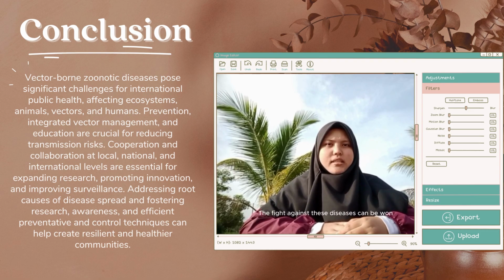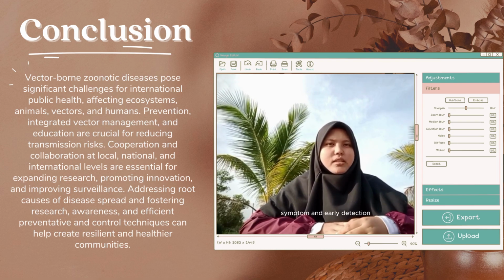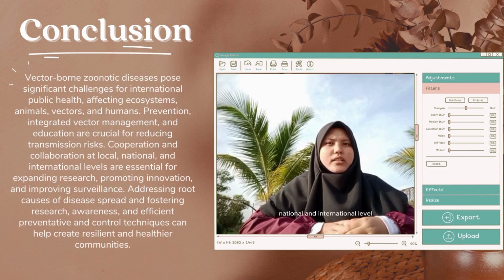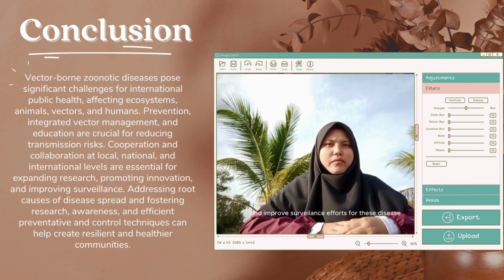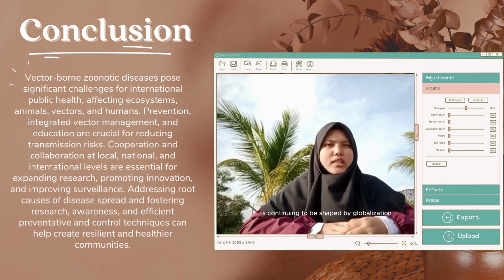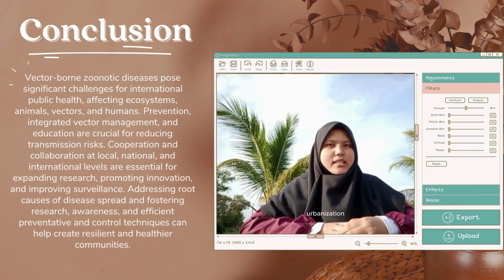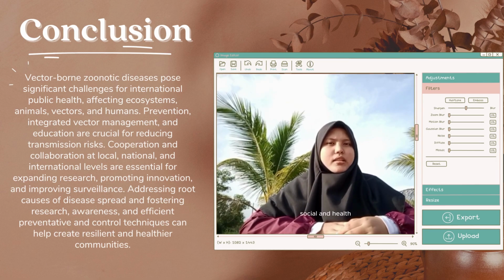The fight against these diseases can be won with the help of education and awareness campaigns. We may encourage a proactive approach to help lessen the burden of vector-borne zoonotic diseases by educating people and communities on preventive measures, symptoms, and early detection. At the local, national, and international level, cooperation and coordination are also crucial. We can expand research efforts, promote innovation, and improve surveillance efforts for this disease by pooling data, resources, and knowledge. The landscape of vector-borne zoonotic disease continues to be shaped by globalization, urbanization, and climate change. A multidisciplinary strategy that incorporates environmental, social, and health prevention is needed to respond to this concern.